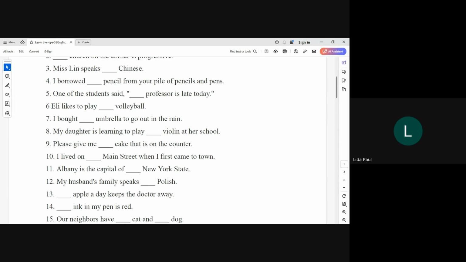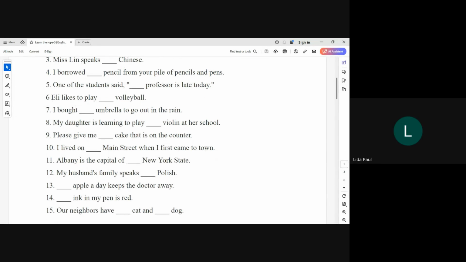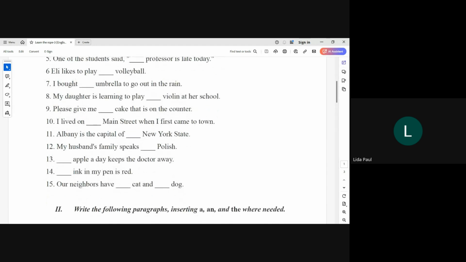Okay, next one. Dash ink in my pen is red. The ink in my pen is red. Correct. It's specific, so we're going to use the article the, right?